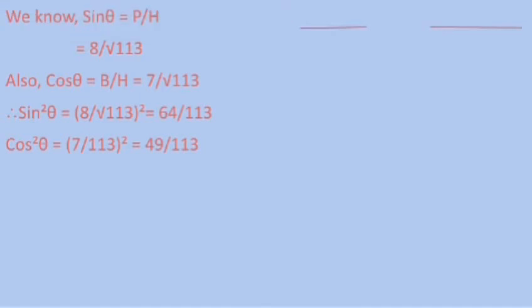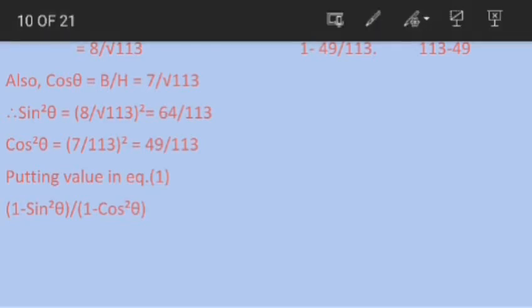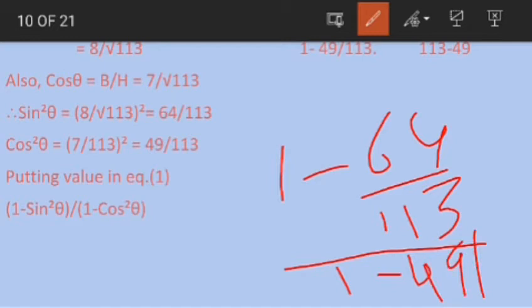Now class, moving further, I am putting the values in equation 1. Therefore, we have 1 minus sin square theta upon 1 minus cos square theta, and when we substitute the values in equation 1, we will have 1 minus 64 divided by 113 upon 1 minus 49 divided by 113. Here class, let's make it simple. Just wait.